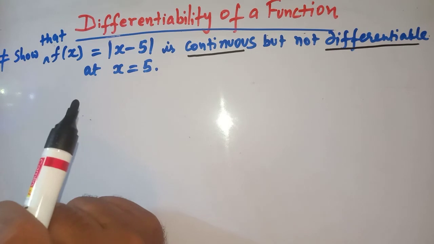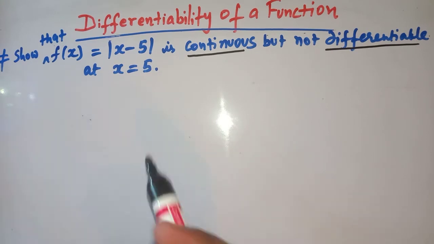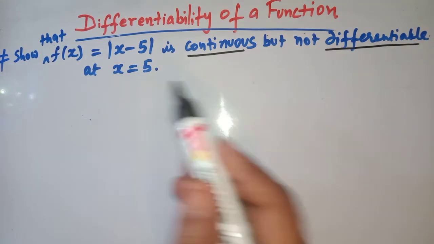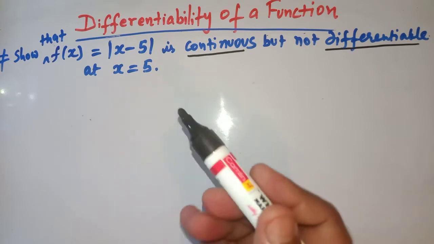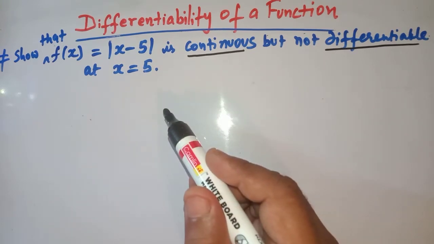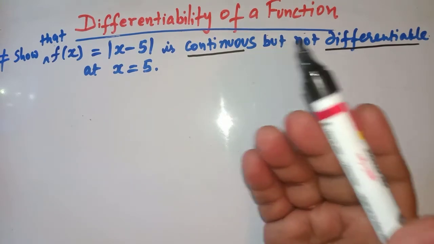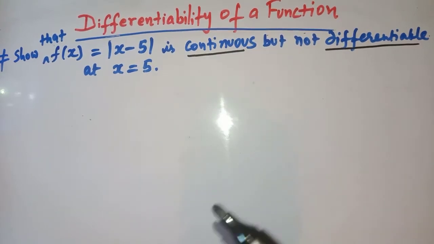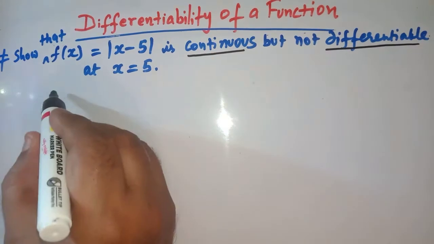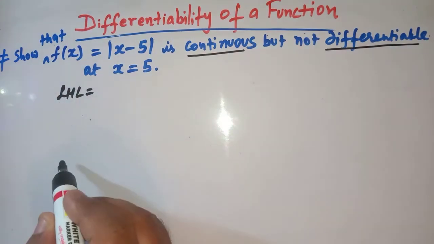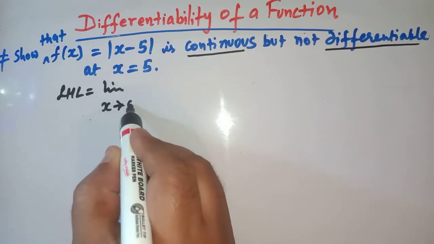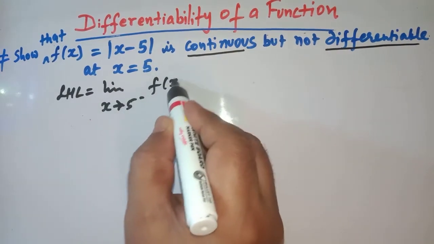For continuity, we have to find the left hand limit, then the right hand limit, then the value of the function at the given point, and if all these three quantities exist and are equal, then the function is said to be continuous. So let us prove it. First we'll find the left hand limit. So the left hand limit is limit x tends to 5 minus of f of x.